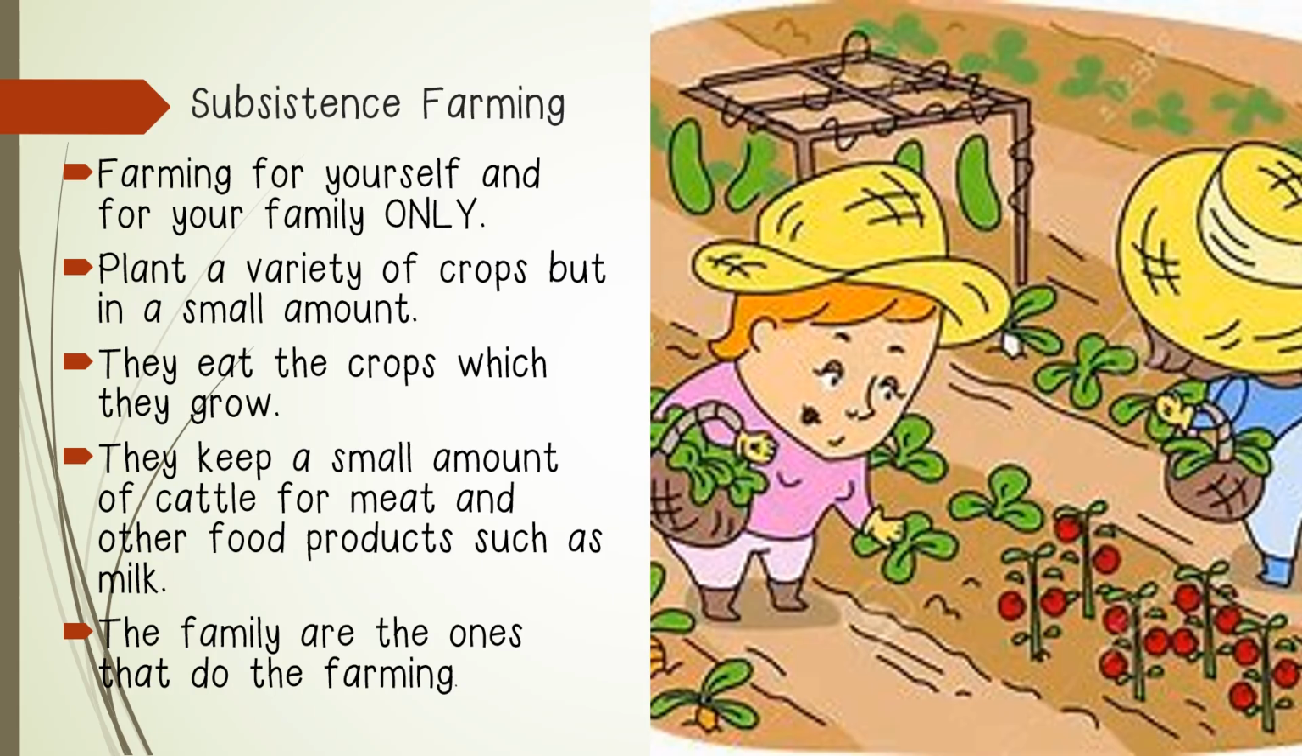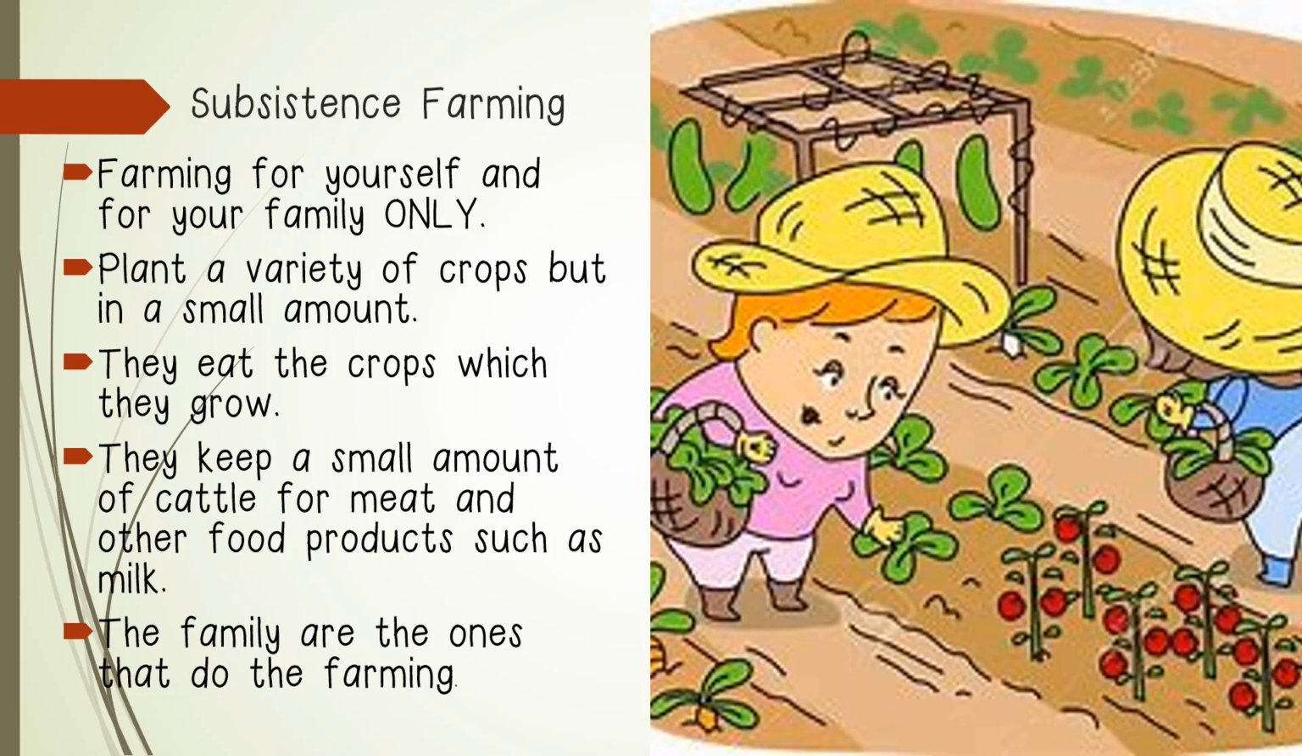Based on our video, we saw that there were two different types of farming, subsistence farming and commercial farming. Now, they gave us a whole lot of information about subsistence farming, and we are going to recap on what was in the video. So, subsistence farming is farming for yourself and for your family only. So you are not farming for big corporations and big companies. You are only farming for yourself and for your family.